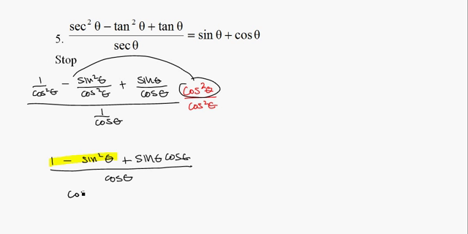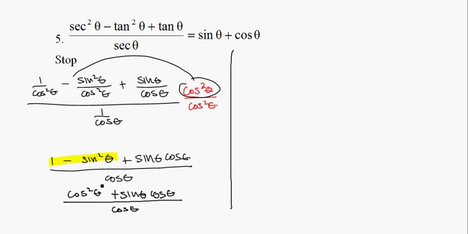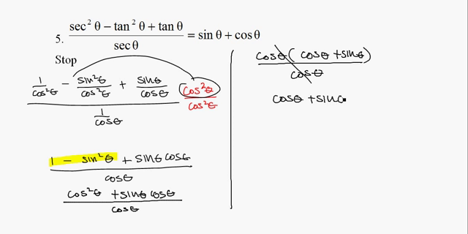So this is cosine squared theta plus sine theta cosine theta all over cosine theta. I'm going to take out a common factor of cosine. So cosine theta times cosine theta plus sine theta, all over cosine theta. Those two cancel. I get cosine theta plus sine theta.